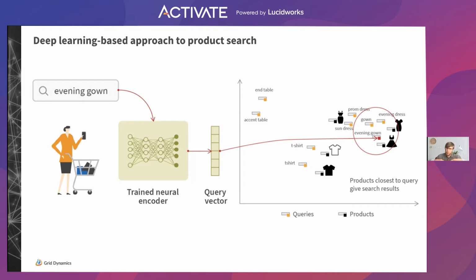So if we place everything in the same dimensional space and we want to find relevant products for the search query, we just need to run a simple algorithm called KNN, Nearest Neighbor Search, and find the product embeddings which are the closest to this query embedding. And that's how the system will retrieve the documents which it thinks are relevant for this query.